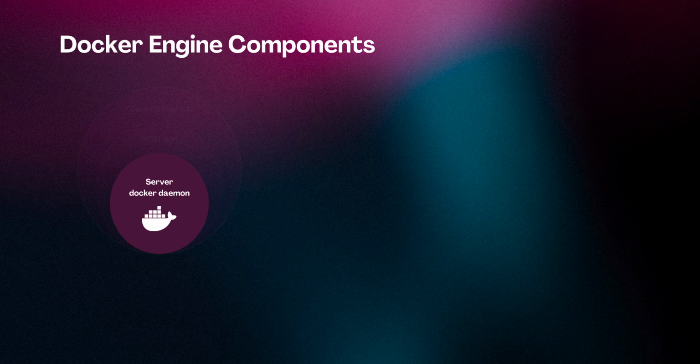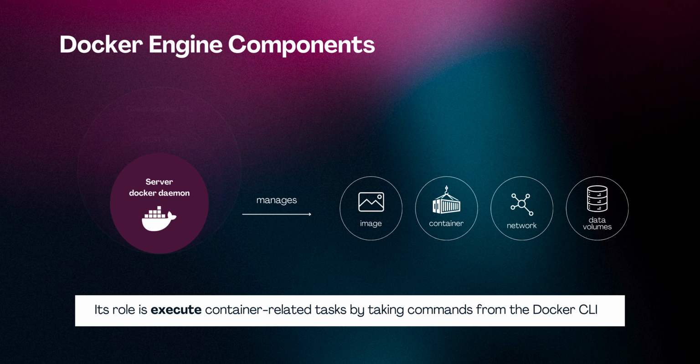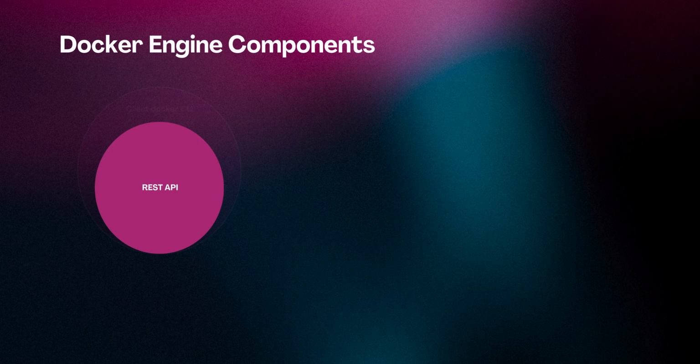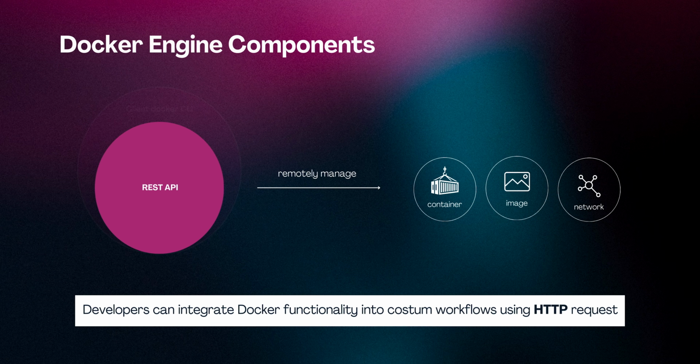The Docker daemon is responsible for managing Docker objects such as images, containers, networks, and volumes. Its role is to execute container-related tasks by taking commands from Docker CLI. REST API. Docker Engine offers a RESTful API to remotely manage containers, images, and networks. Developers can integrate Docker functionality into custom workflows using HTTP requests.